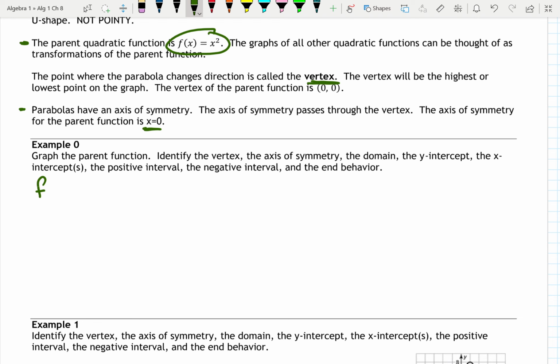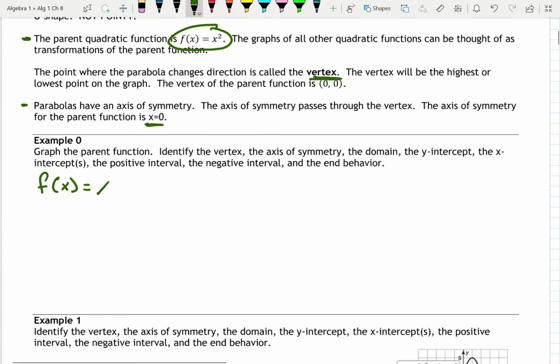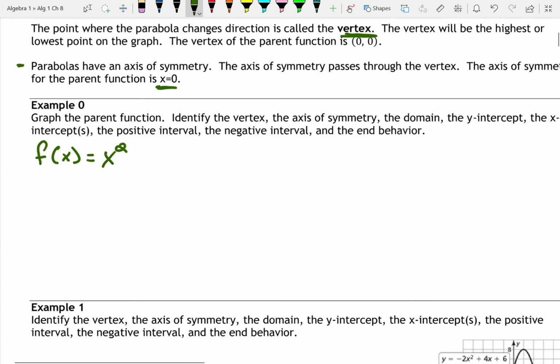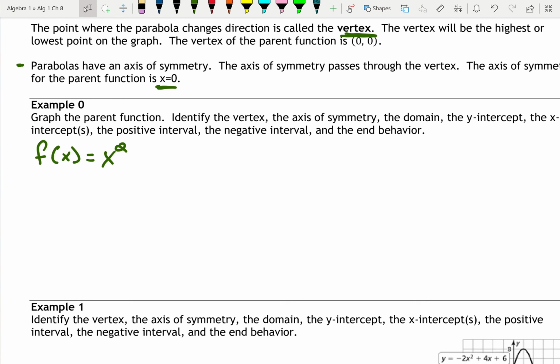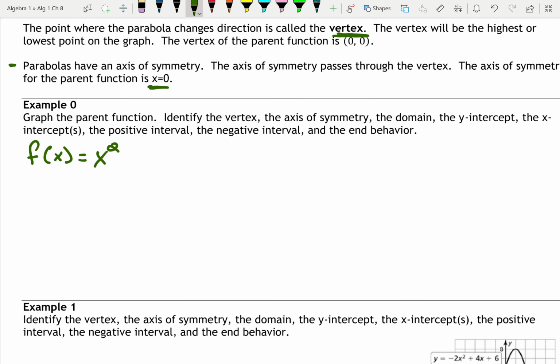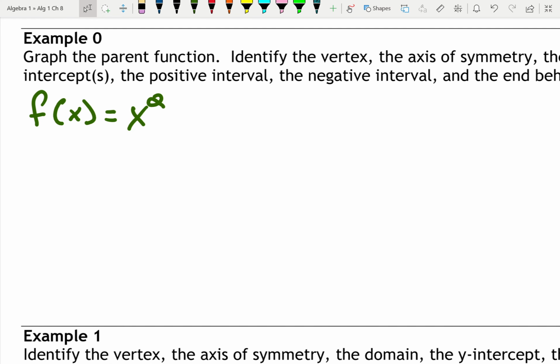We're going to say f of x equals x squared, and we're going to graph that. It says graph the parent function and then identify the vertex, the axis of symmetry, the domain, the y-intercept, the x-intercepts, the positive interval, the negative interval, and the end behavior. We're also going to do the range. Beginning the graph, later on we're not going to use t-charts as much, but right now we don't know what this looks like, or at least you guys don't. So we're going to use x and y.